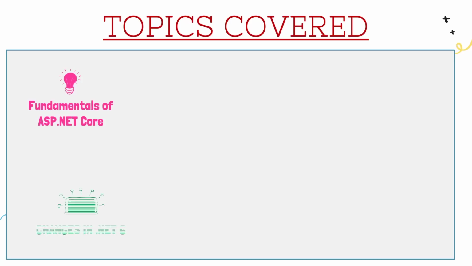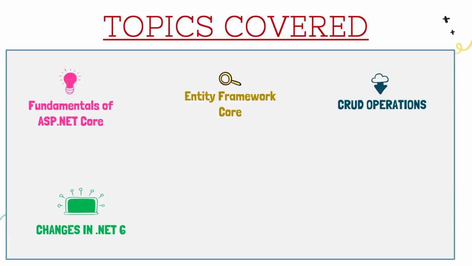Then it's critical to understand what is new in .NET 6 when it comes to an MVC application. So I will highlight the new features in .NET 6 with respect to the MVC application. We will be using Entity Framework Core to set up the database, connection string, and perform all the database related operations. Once we have Entity Framework Core configured, we will be performing CRUD operations on any model. CRUD stands for Create, Read, Update, and Delete.